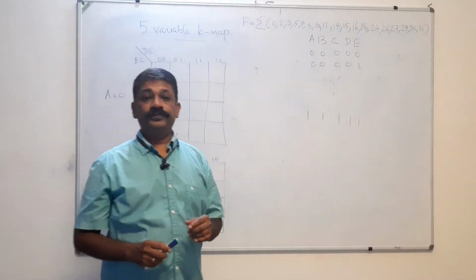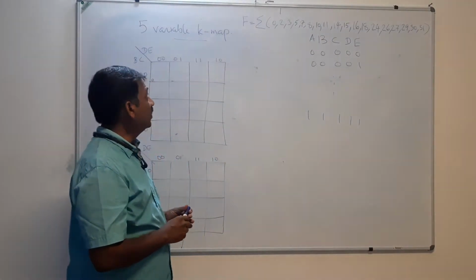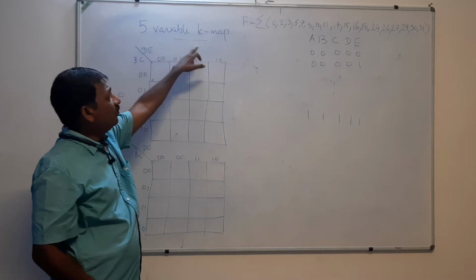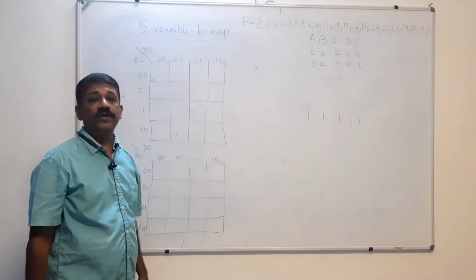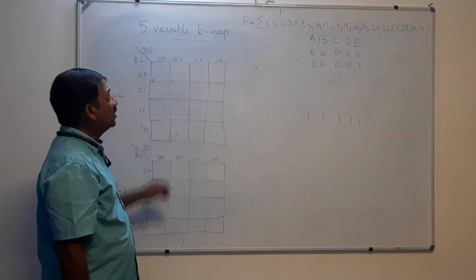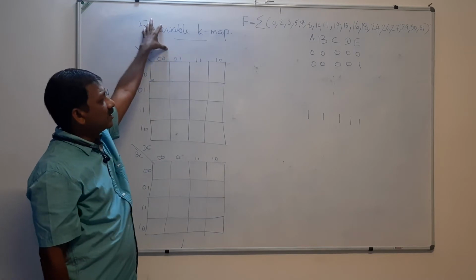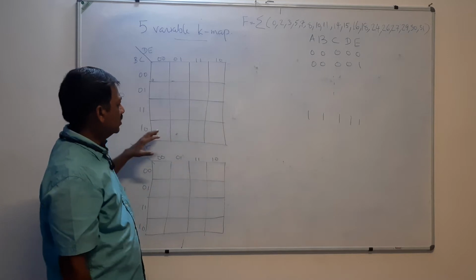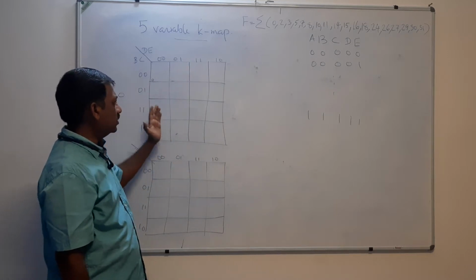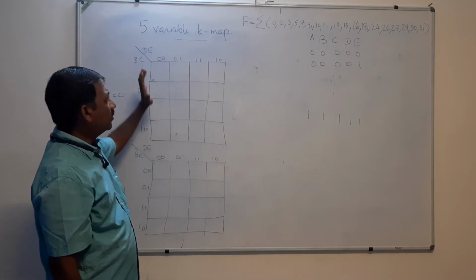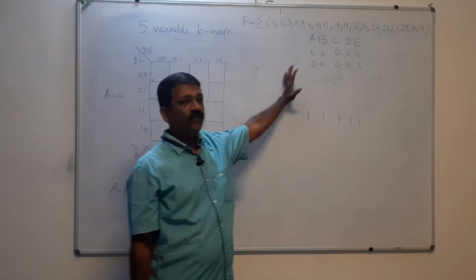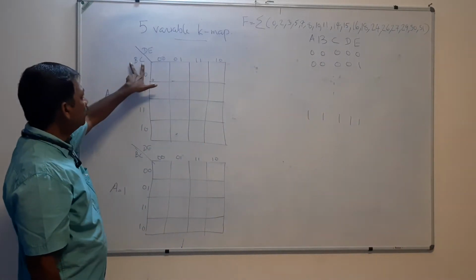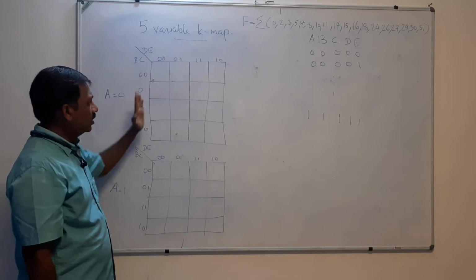Good morning. Today we are going to discuss the five variable Karnaugh map. As far as five variables are concerned, a 4 by 4, 16-cell map can have a maximum of four variables. That means two variables here and two variables here.